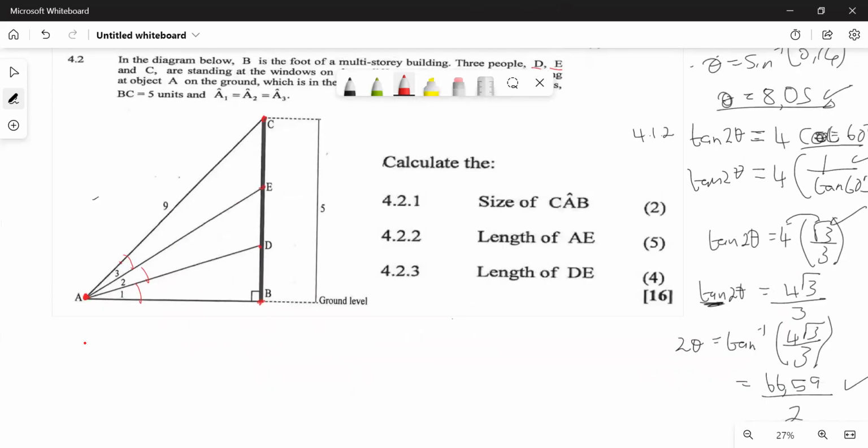Okay, then let's do 4.2.1. They say you should calculate. Let's highlight whatever it is that you're talking about. So it's CAB. They're talking about this whole angle here. How do you go about calculating that one?